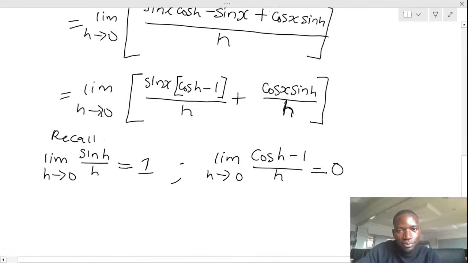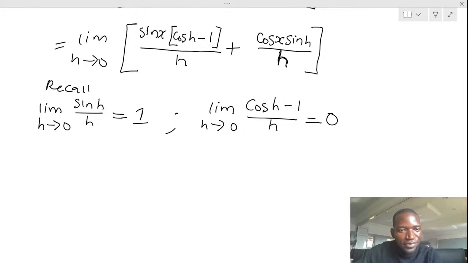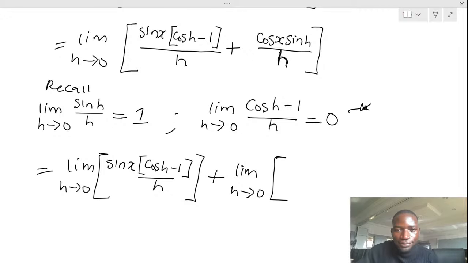So that is proven from limit. I'll cover that one in another video, how to find the limit of any function. All right, let's go. We can distribute the limit now. Just take note of this. If you distribute the limit, you're going to have limit h tends to 0 for the first one, sine x into cos h minus 1 over h, plus, we can distribute the limit h tends to 0 of cos x sine h over h.